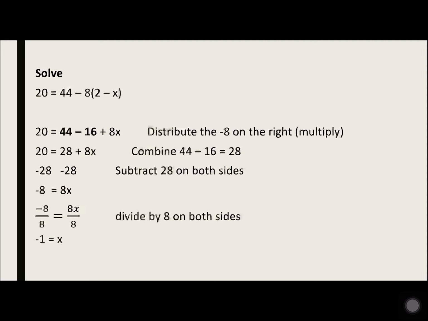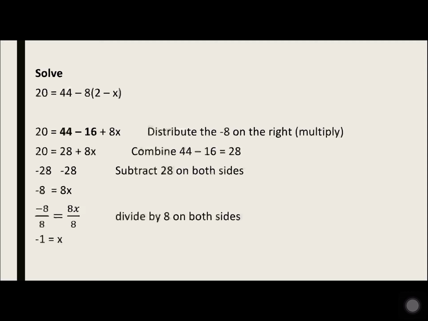Solve. 20 equals 44 minus 8 parentheses 2 minus x. On that right side, we have to distribute the negative 8. We do not do 44 minus 8. Why do we have to multiply that? Because multiplication comes before subtraction in the order of operations. So we're going to distribute negative 8 times 2, minus 16. Negative 8 times negative x is plus 8x.